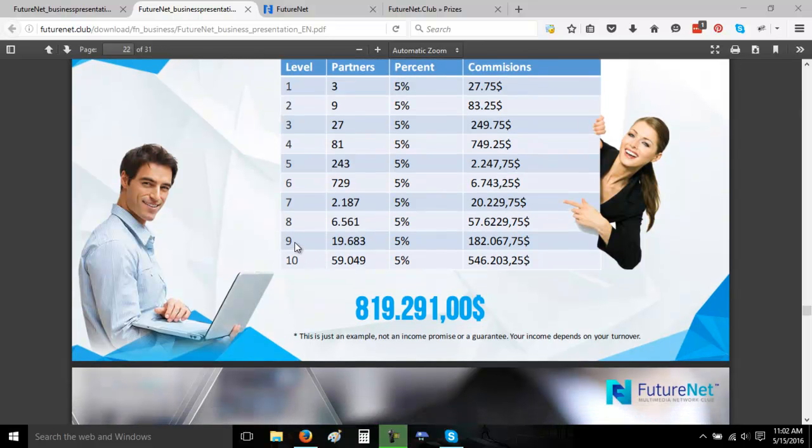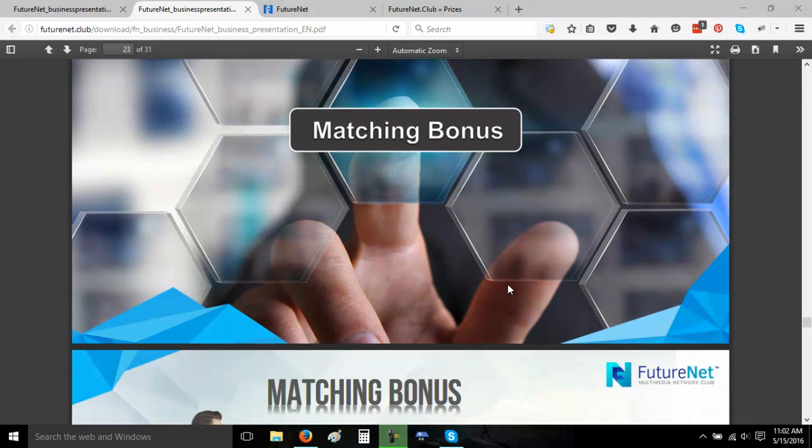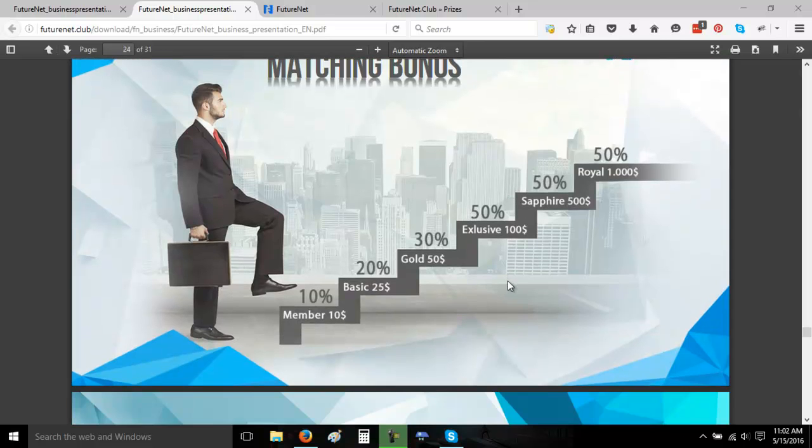And then on level 9, this is 19,683 people, and then that means you would have made $182,067.75. And then level 10 would be 59,049 people, and that means you would have made $546,203.25. And then it just actually keeps growing after that too, because you can also get matching bonuses as well.